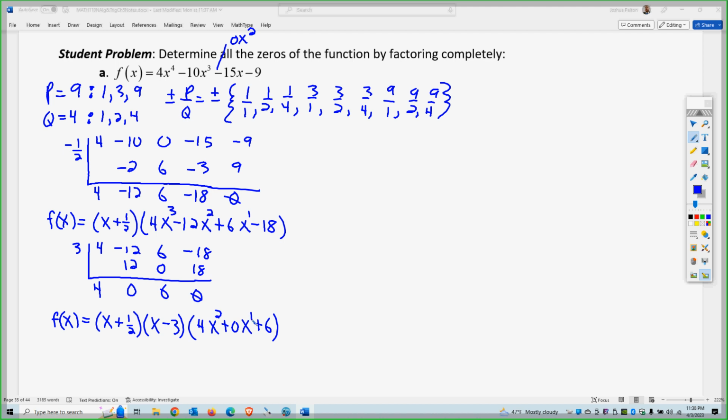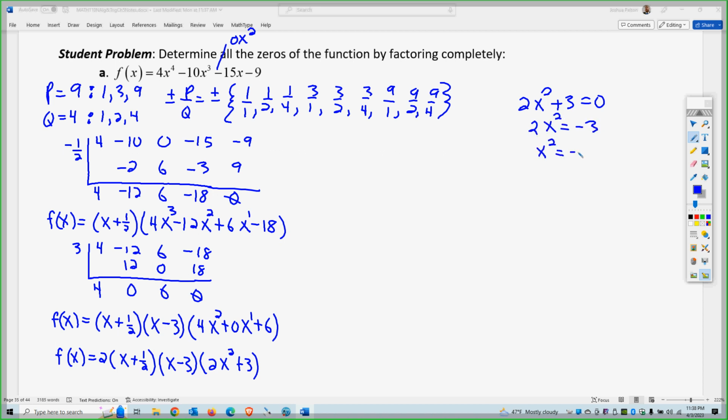Okay, so I noticed that the 4 and the 6 have a common factor of 2, so I'll factor that out. So f of x equals 2 times x plus 1/2 times x minus 3, and if I factor out a 2, I'm left with 2x squared plus 3. Okay, and if you notice, 2 times 3 is 6, no factors of 6 will give you 0, so I'll solve that one individually. So 2x squared plus 3 is equal to 0. So you have 2x squared equals negative 3, or x squared equals negative 3 over 2.